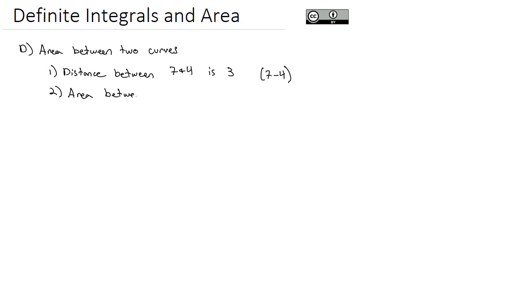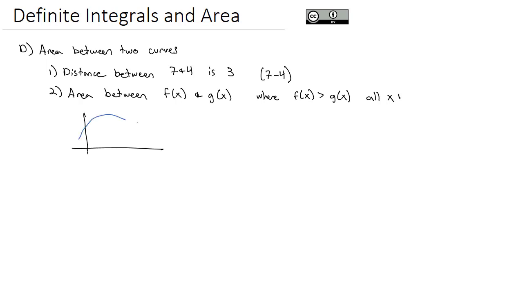between two functions, f of x and g of x, where the f of x function is considered the bigger function. It's going to be above g of x for all x. If I think about it on a graph, you've got this f function on top, and you've got another g function down here in the bottom doing something else. And we want the area between a and b that is between these two.